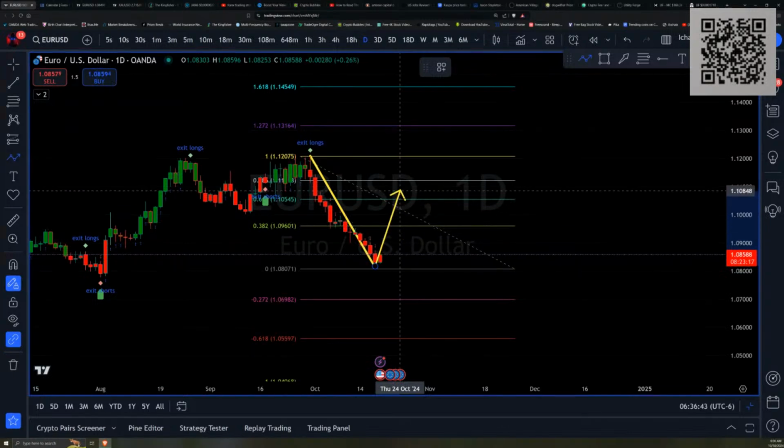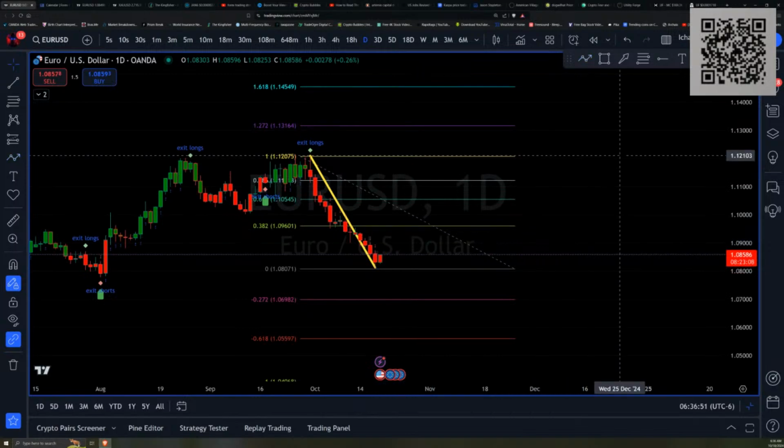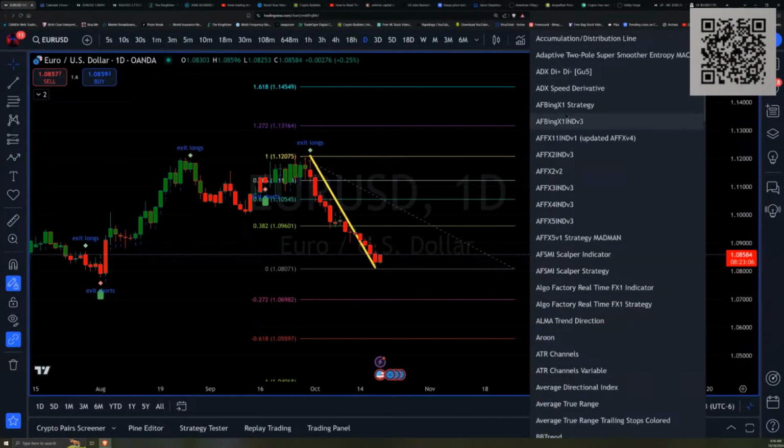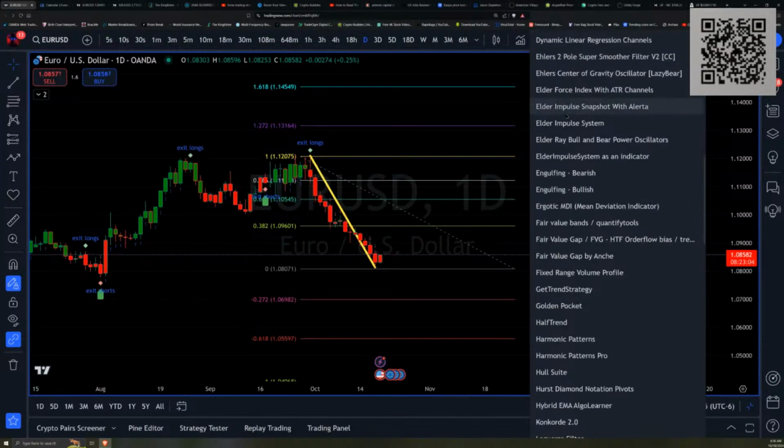So those are your two most likely places for it to go from a Fibonacci standpoint. However, there's more than just the Fibonacci. There's more data we can use to determine where price might go. So let's go ahead and take a look at the fixed range.